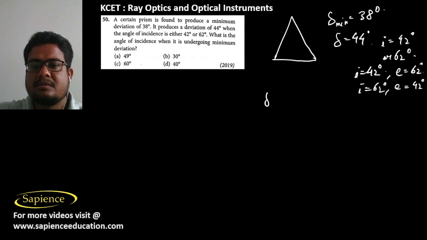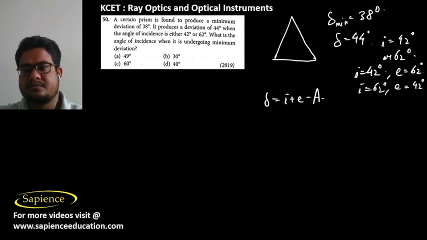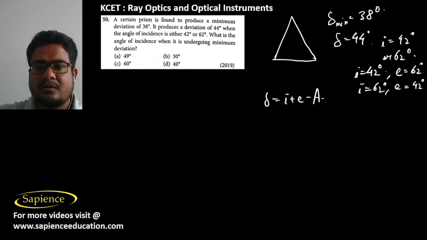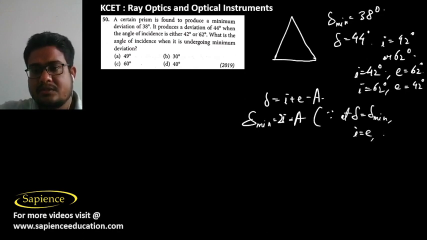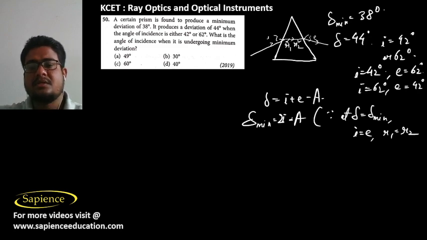Since the angle of deviation delta is equal to i plus e minus A, the angle of minimum deviation will be equal to 2i minus A. At minimum deviation we have i equal to e, since r1 is equal to r2, where i is the angle of incidence, r1 and r2 are the angles of refraction inside the prism, and e is the angle of emergence.